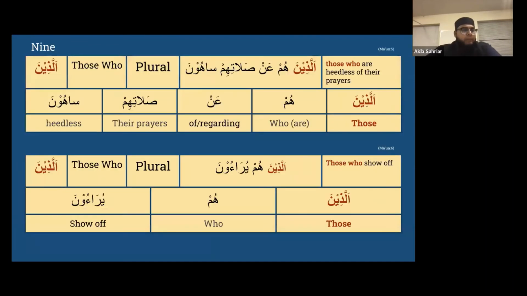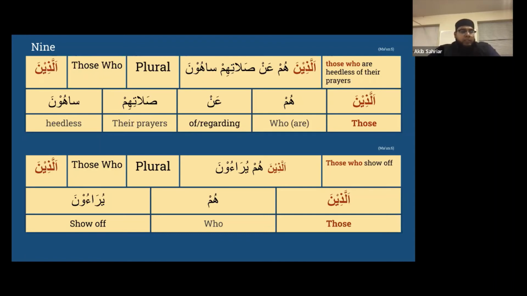Okay. And then the last word that we're trying to do here today, inshallah, is alladhina. Alladhina now combines both masculine and feminine, and it is for plural, right? So it has to be at least two people or more. Alladhina hum an salatihim sahun. That was the example that we came across earlier.